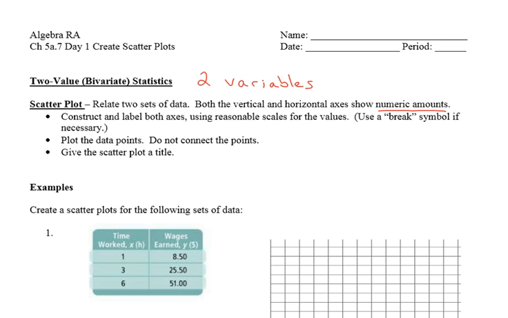In order to construct a scatter plot, we're going to label both of our axes using reasonable scales. Sometimes we're going to have to use a break symbol if the data values are too large. We're going to plot the data points, and the most important thing to remember is you do not connect the points in a scatter plot. After we're finished plotting the points on the graph, we're going to give the scatter plot a title.